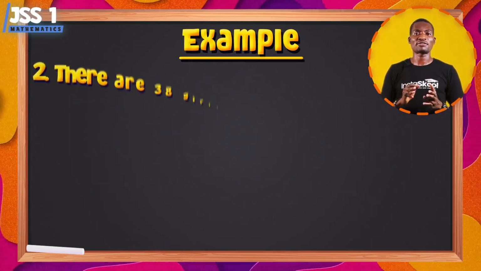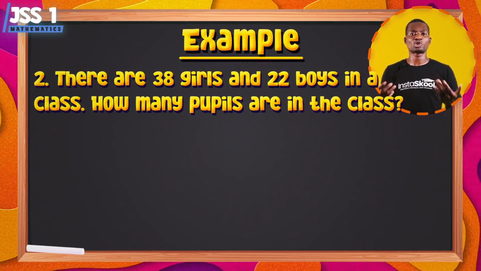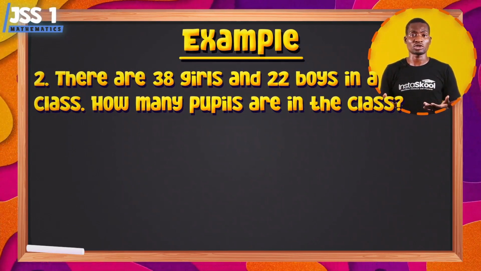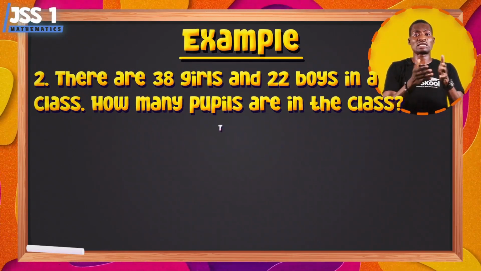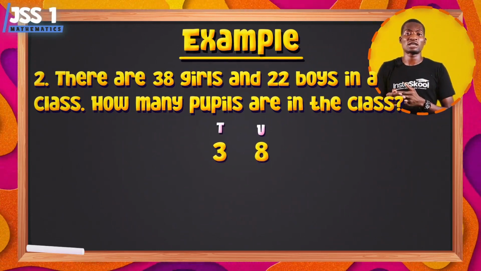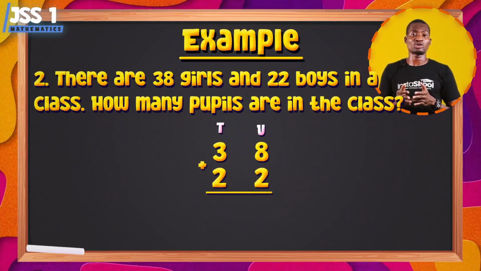Consider a school that has 38 girls and 22 boys. What is the total number of pupils? That is an addition question. So we start by writing tens and unit. We write 38, 3 under tens and 8 under unit. And 22, we write 2 under tens and the second 2 under unit.